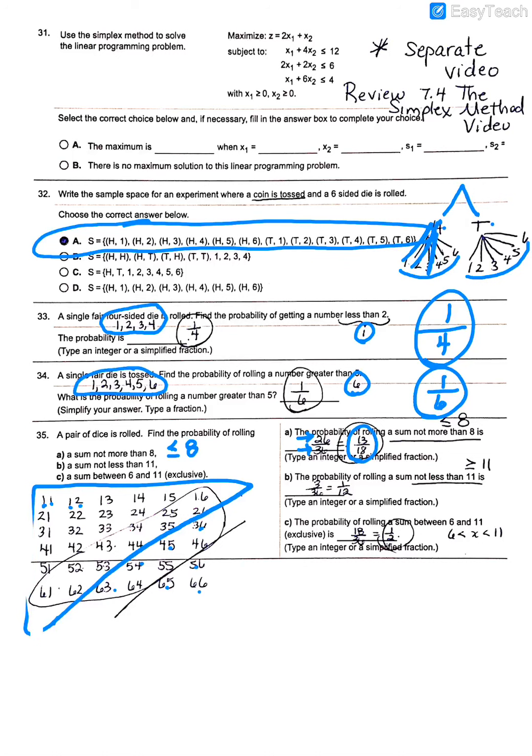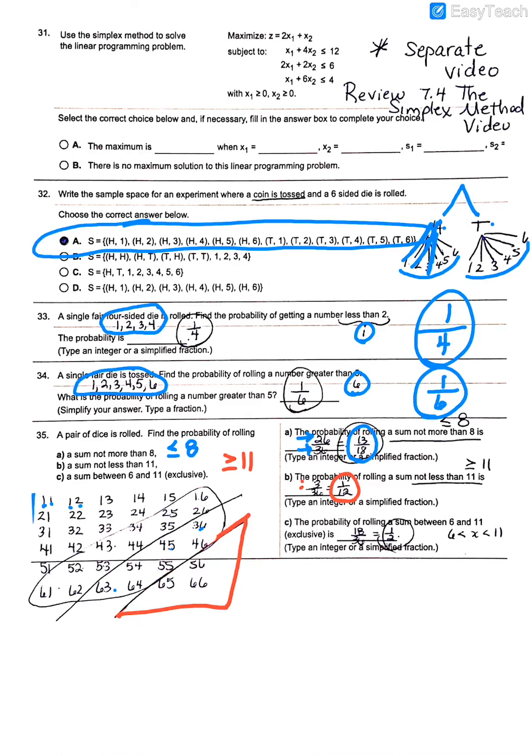All right, with the next question, we're looking for a sum that is not less than 11. And so when I look at my table, here's the dividing line with my sums of 11. Not less than 11 means we're talking greater than or equal to 11, and you're only talking about those three outcomes. So 3 out of 36 would reduce to 1/12.